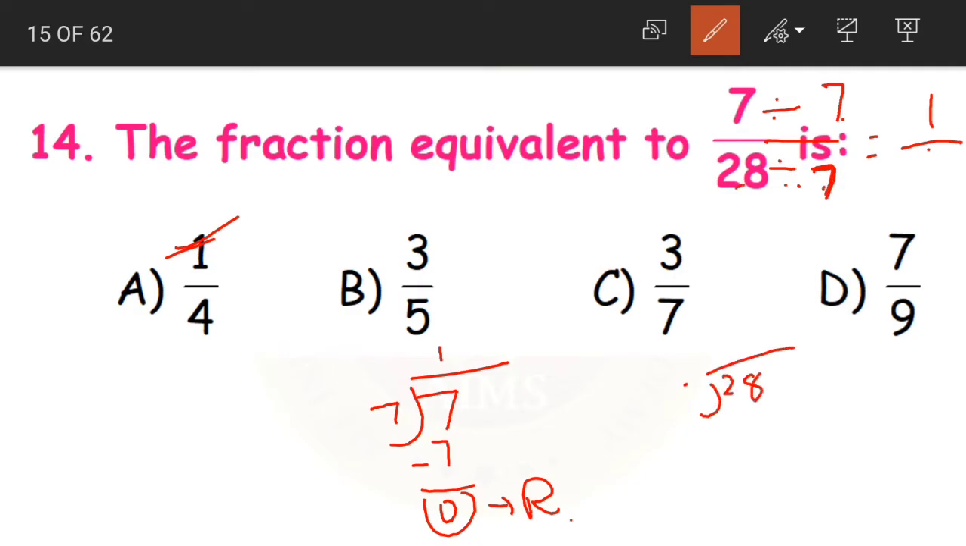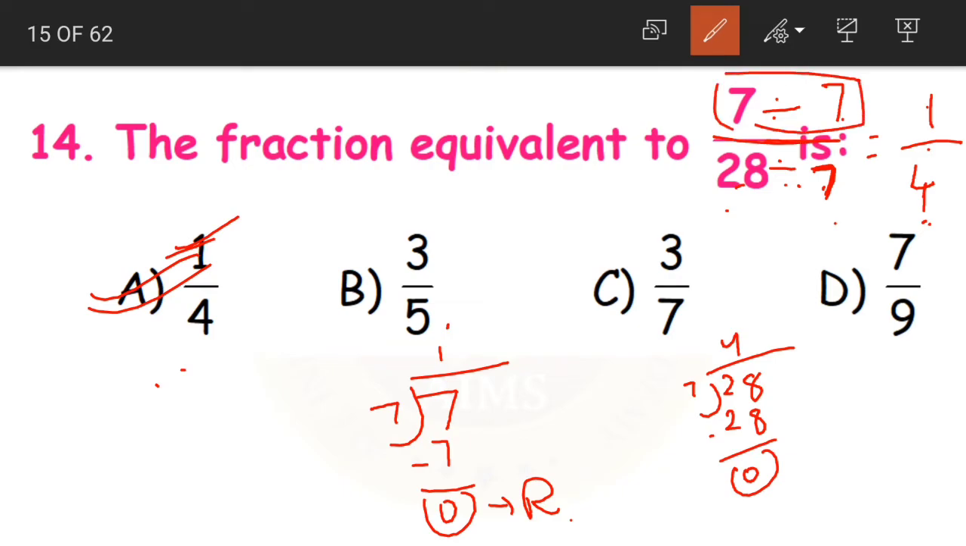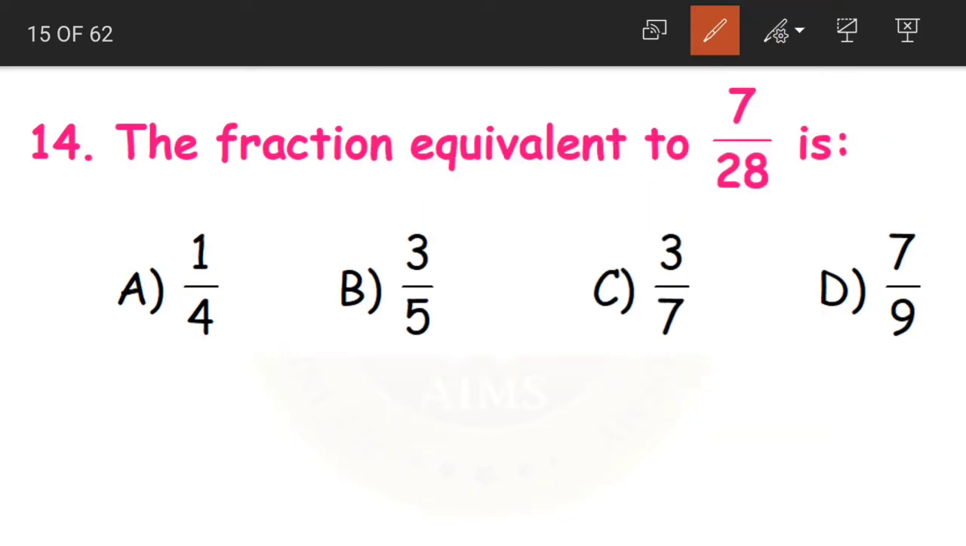28 divided by 7. We have 7 fours are 28 and when we subtract, 0 will be the remainder. So what is the answer? For 28 divided by 7, 4 is our answer. So 1 by 4 becomes our equivalent fraction. Option A is the correct answer. Okay, so if this was our wrong answer, then you should move on to the next option to find out, children. But luckily we got option A as the correct answer. Understood how we did this? We divided the numerator and denominator by the same number 7 here to get our equivalent fraction 1 by 4.